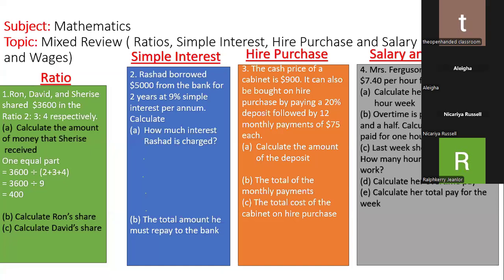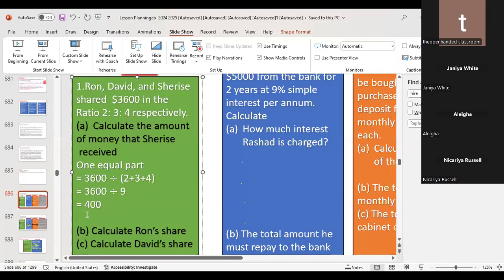So let's go ahead and do it. What do you get when you divide it? 1,600. So when you multiply it, in order for us to get Sharice's share, it's going to be what?